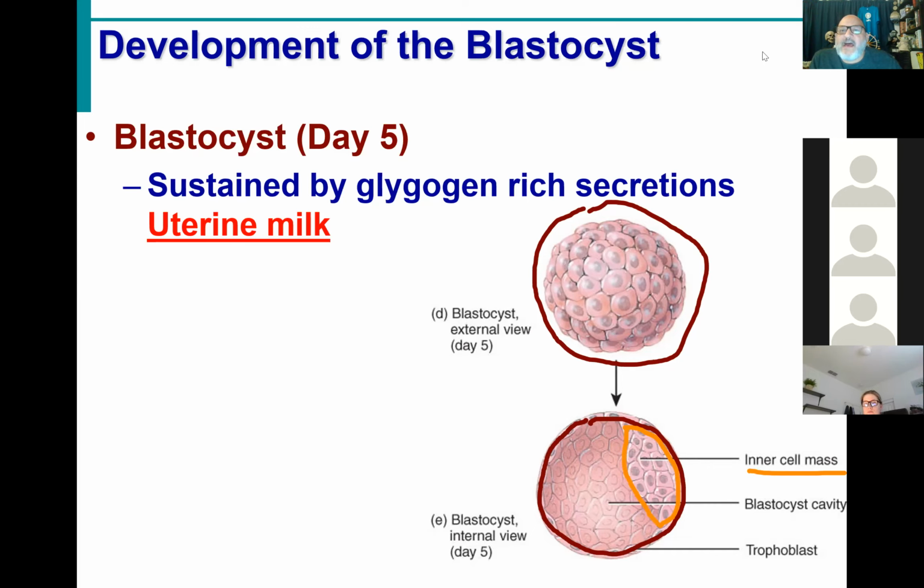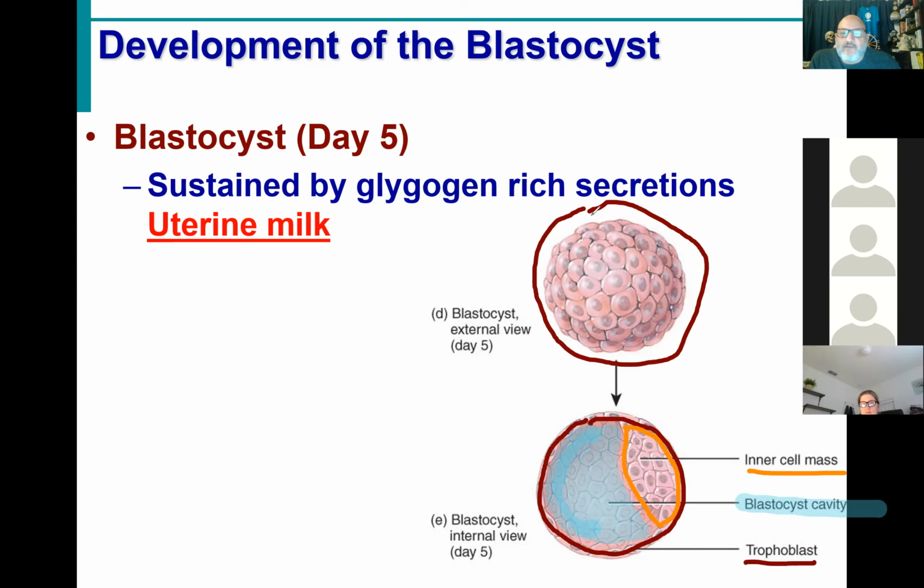And we have a fluid-filled space. This ball is actually mostly hollow. And this fluid-filled space is known as the blastocyst cavity. Lastly, I mentioned them, but I didn't give them a label. The cells that form the outer shell of the blastocyst is the trophoblast. So actually, let's change the color of that to red so it's consistent.